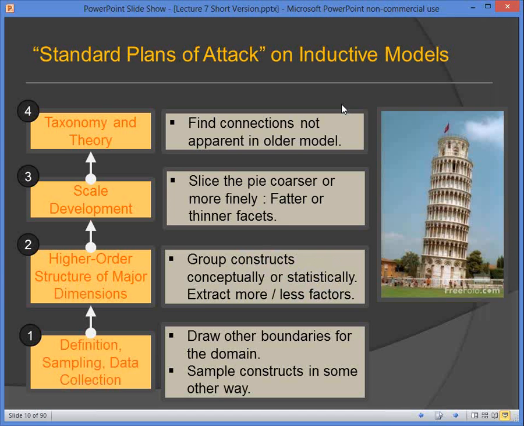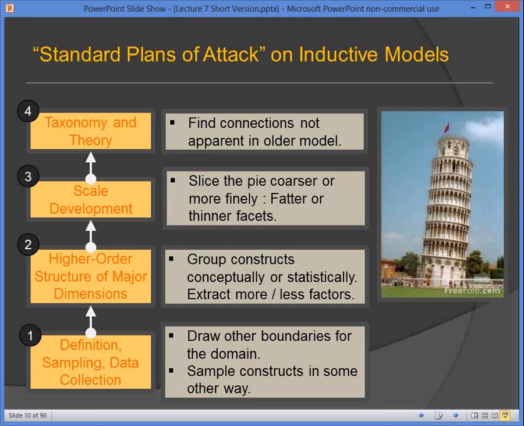So when you derive an inductive model, you've got different stages that you can go through. You're building things from the ground up. This gives us a standard plan of attack. If you wanted to develop a criticism of various inductive models, there are pretty standard methods of attack on any particular one of these. Let's say, for example, that you wanted to critique the 5-factor model. The most fundamental critique of the 5-factor model is a critique of the sampling.